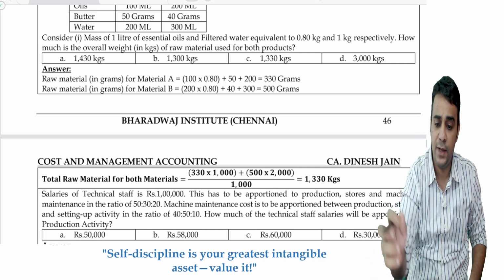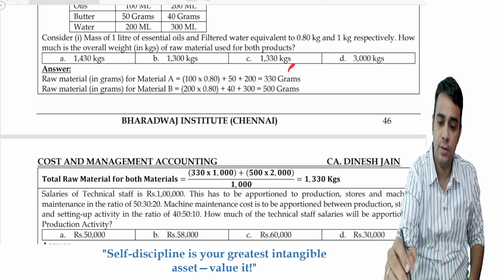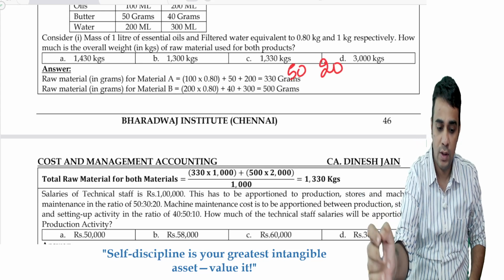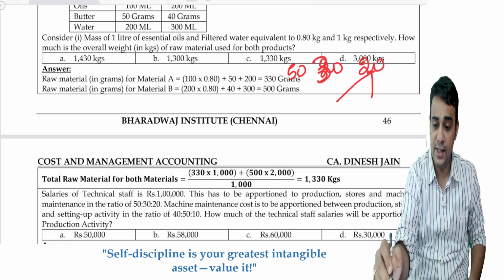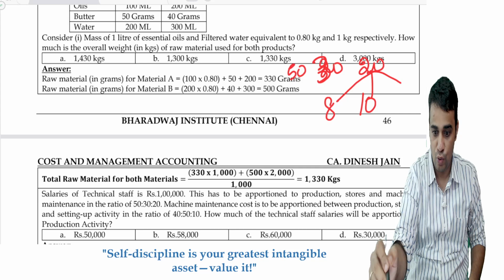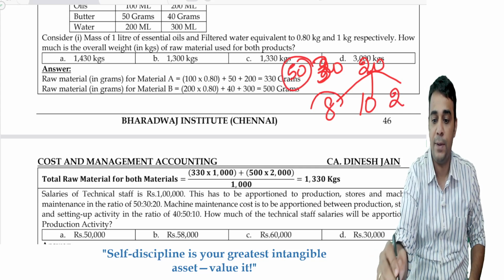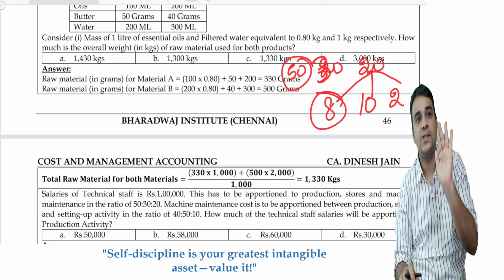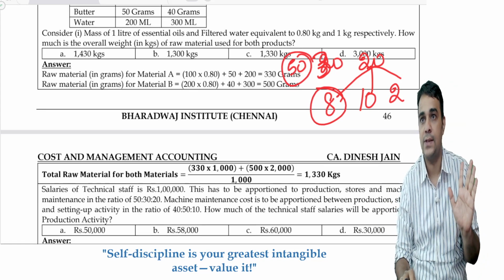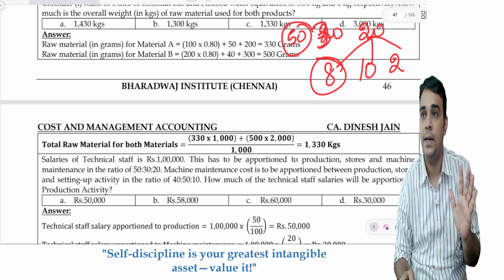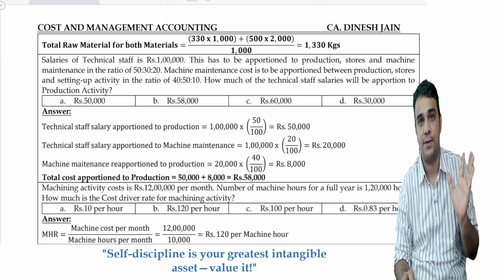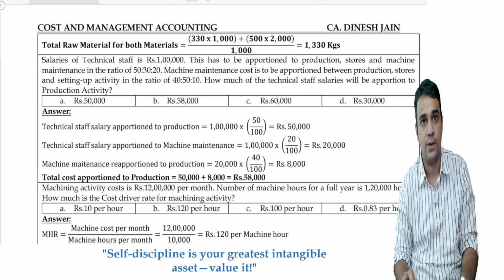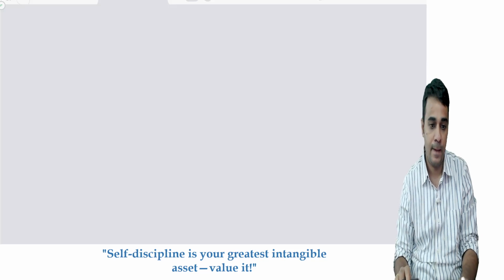Original breakup is 50 to production, 30 to stores, 20 to maintenance. Maintenance is further broken as 8,000 to production, 10,000 to stores, 2,000 to setting up. 50 plus 8. This is what exactly that question did. I had to spend 20 minutes, but ideally, if clarity on concept is there, the student would have got the answer with 58,000 itself. Any doubts on this? Clear? Okay.